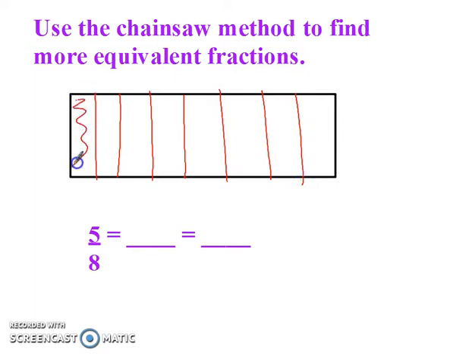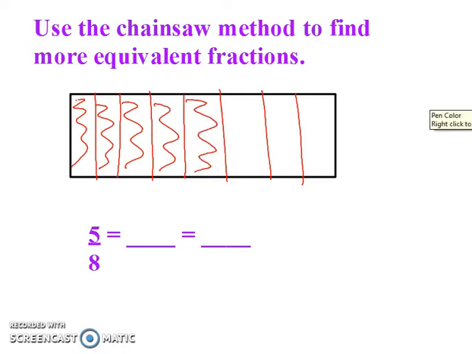So shade in 5 of the 8. There's 2, 3, 4, 5. Pull my chainsaw out. Right down the middle. So there's 5, 10 shaded, and 8 and 8 is 16. So 5/8 is the same as 10/16. Let's get the chainsaw out again.